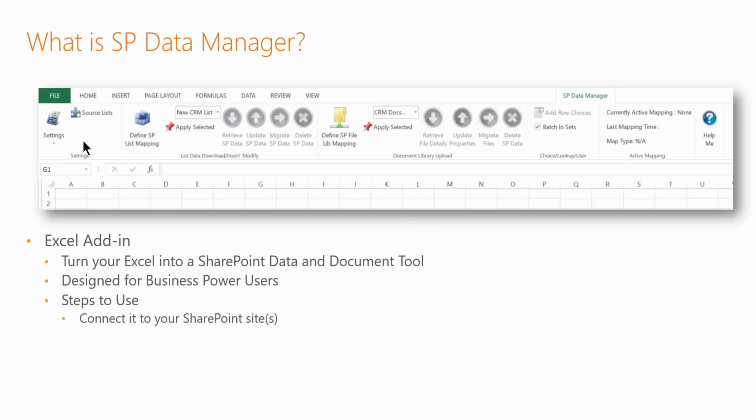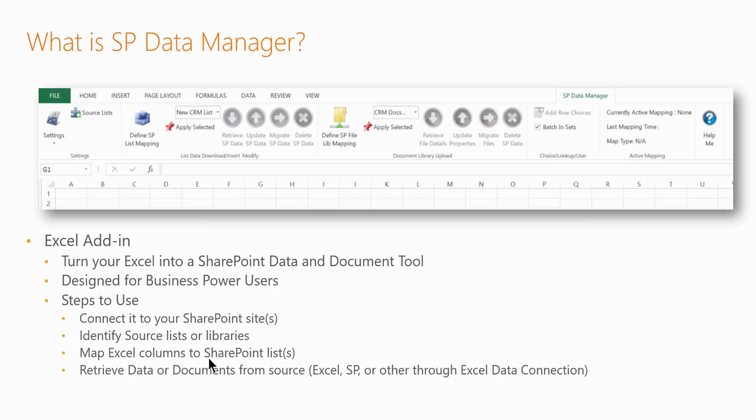First of all, in the settings area, you connect to your SharePoint sites. It could be one or more sites, and provide direct connection to it. Then you identify your source lists or libraries, as well as destination lists and libraries. Next, you define the list mapping or library mapping. This is where you actually map Excel columns to SharePoint list columns.